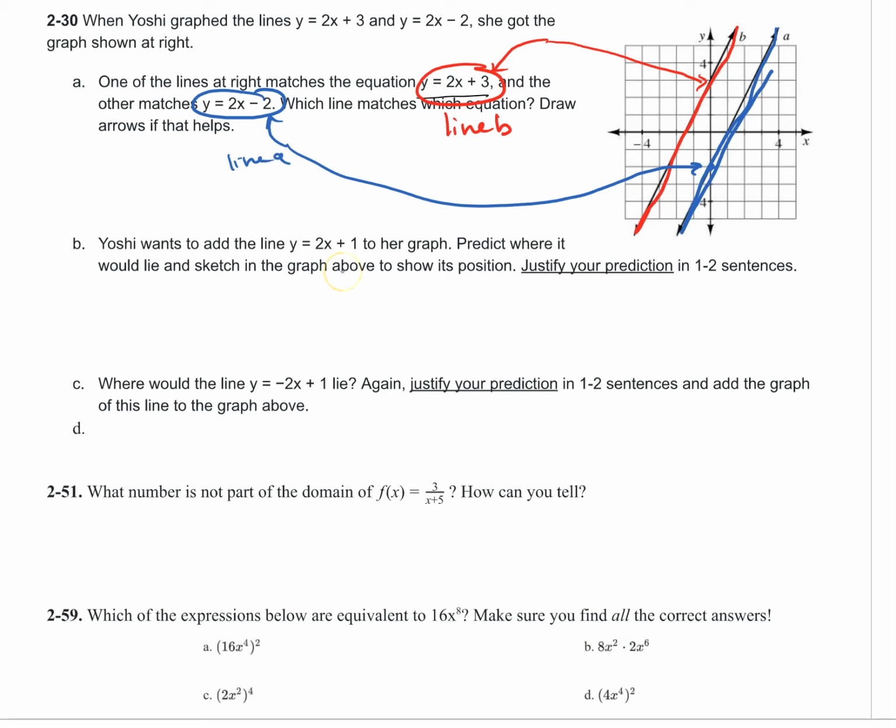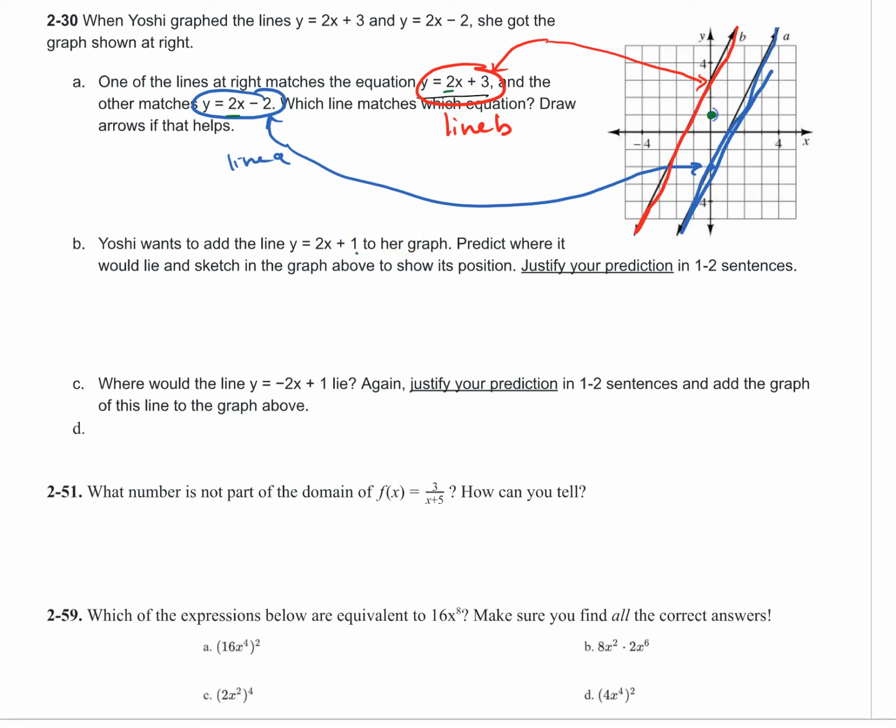Okay, Yoshi wants to add this y equals 2x plus 1 to her graph, predict where it would lie, and sketch in the graph above to show its position. Okay, so y equals 2x minus 2, y equals 2x plus 3. It seems like these lines are going to be parallel to each other, right? They just have a different starting location.